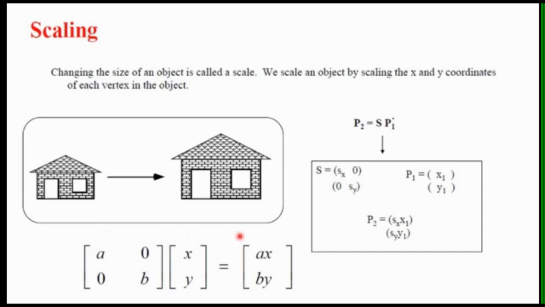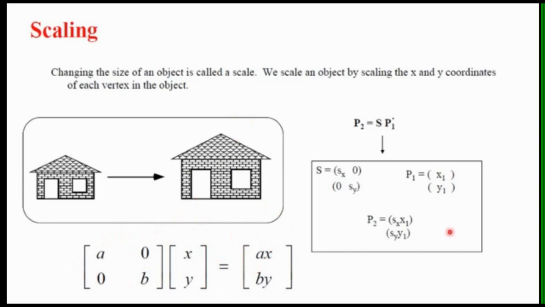So the new position P2 has coordinates AX and BY, the coordinates of the new scaled object. This matrix is equal to the initial matrix xy multiplied by this transformation matrix. By multiplying these matrices, we get the new position.